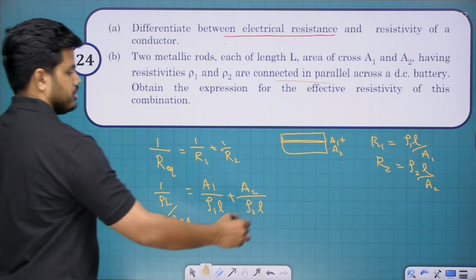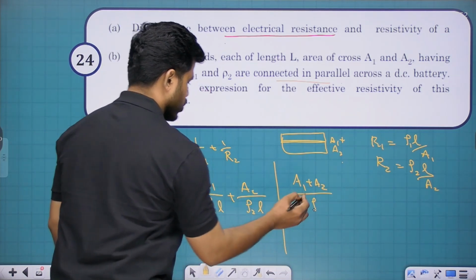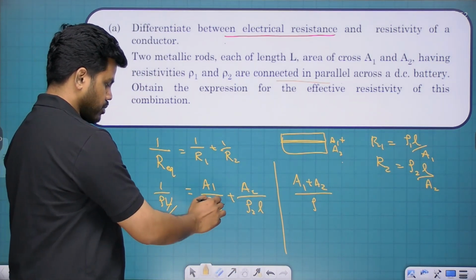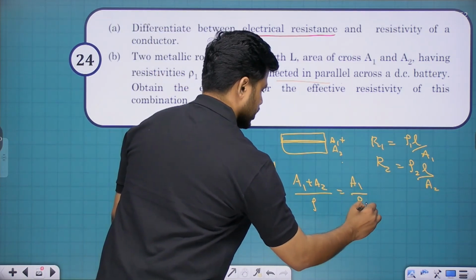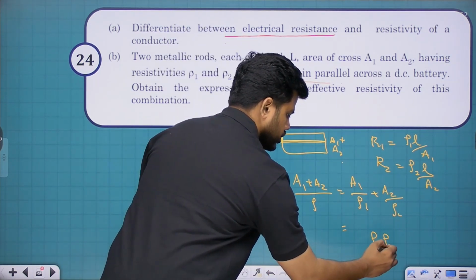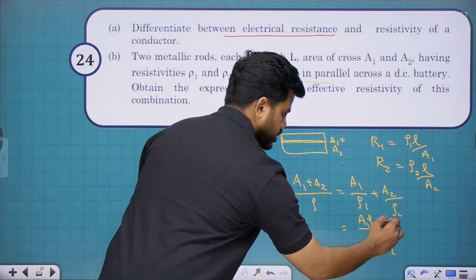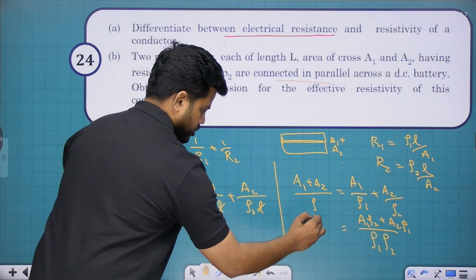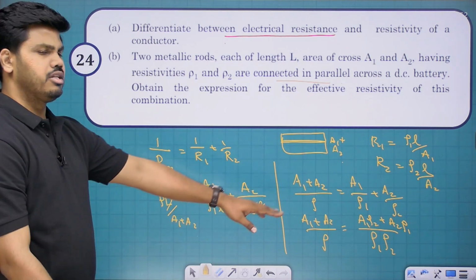So this one is going to be just the reciprocal. Take A1 plus A2 divided by rho, right? Into L, and L remains the same throughout. So we can cancel L from all of them. Yes, so A1 plus A2 divided by rho is equal to A1 by ρ1 plus A2 by ρ2. So this can be written as A1 ρ2 plus A2 ρ1 over ρ1 ρ2, correct? That is how we can simplify. This will be A1 plus A2 divided by rho. Take the reciprocal and you will get the final answer.